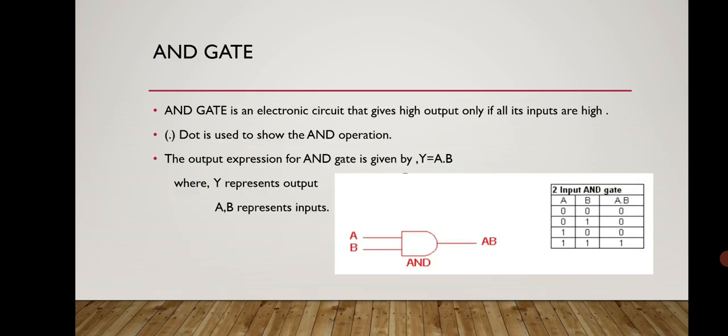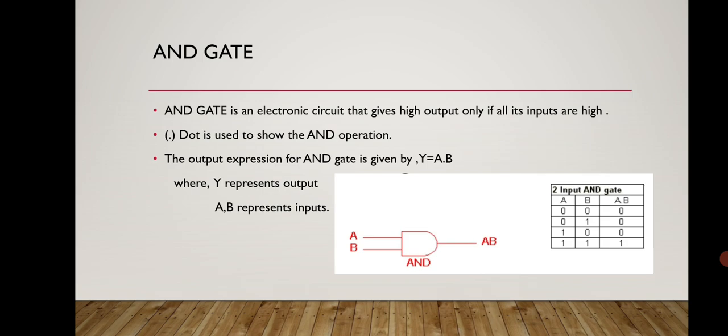The next thing, the AND gate. This is how it is represented. Only the NOT gate is a single input gate; the rest of the gates are two input gates. AND is a gate that performs a multiplication kind of operation. The inputs we feed are two inputs, A and B. The output we get is AB, that is multiplication. A dot B, the dot operation, is used for the AND gate.